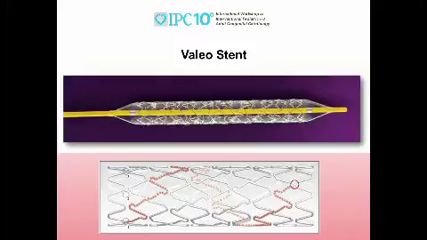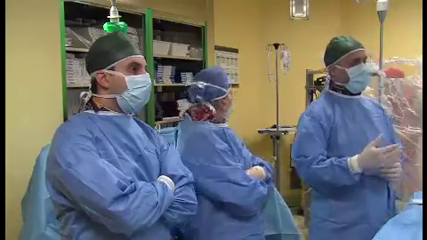This is a picture of the Valeo stent. It is low profile. The 6 and the 8 may go through a 6 French sheath, and they are pre-mounted, while the 10 mm goes through a 7 French sheath, and each of these diameters can be dilated up to 2 times the original diameter. So the 6 may go to 12, 14, the 8 to 16, and the 10 to 20 millimeters in diameter. This is an open cell design.